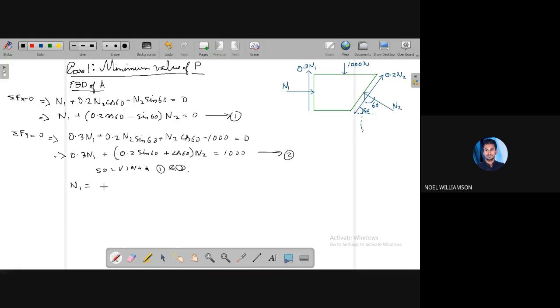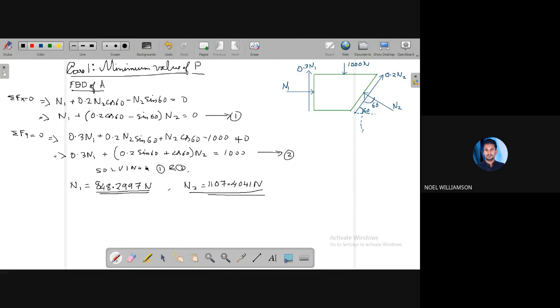That is, N1 is 848.2 and N2 is 907.4. So we will get these two values for N1 and N2.